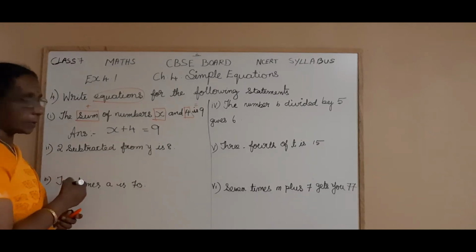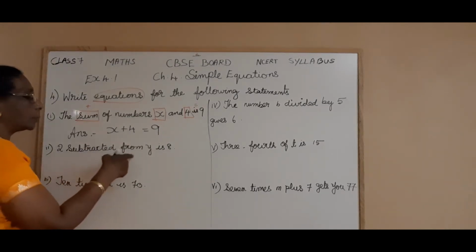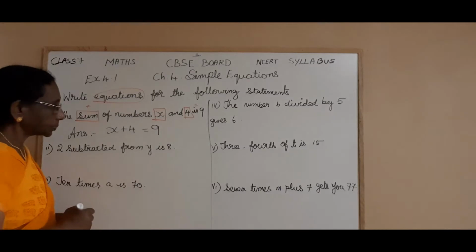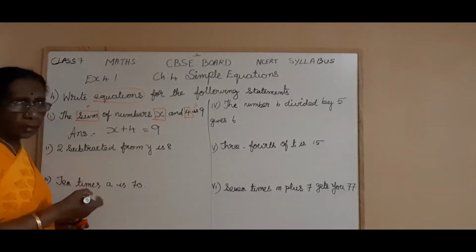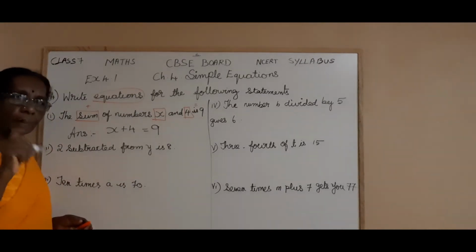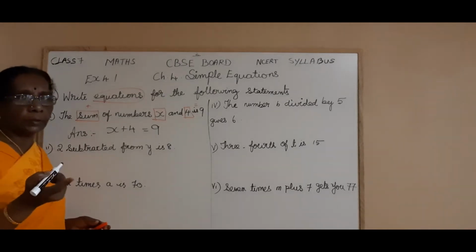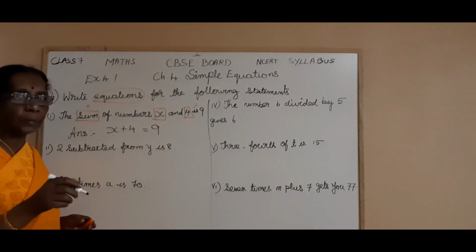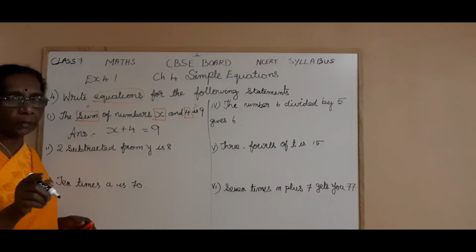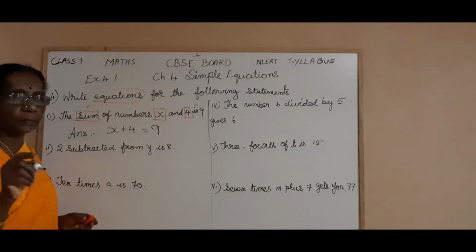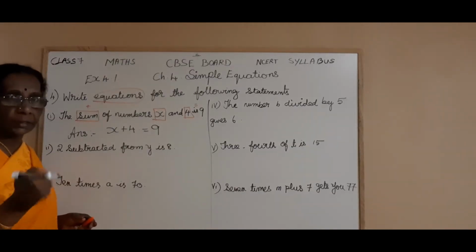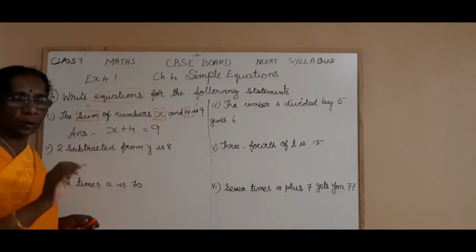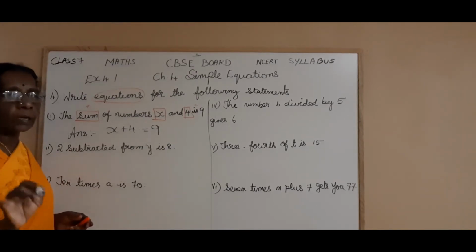Now second question. 2 subtracted from y is 8. So for subtraction you need two numbers. One number should be big, the other number should be small. So you have to select the big number. You have to write in the correct order. Then only the subtraction sum will be correct. In addition you can change the order, but in subtraction you should not change the order of the numbers.